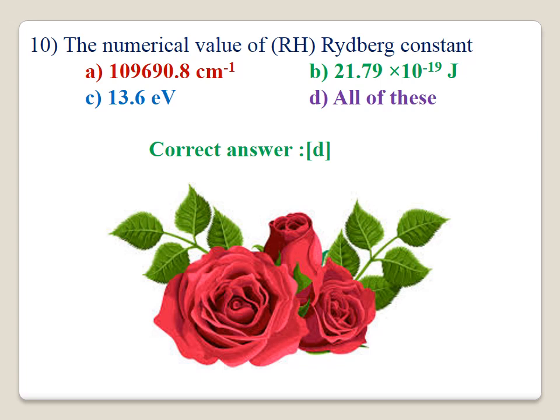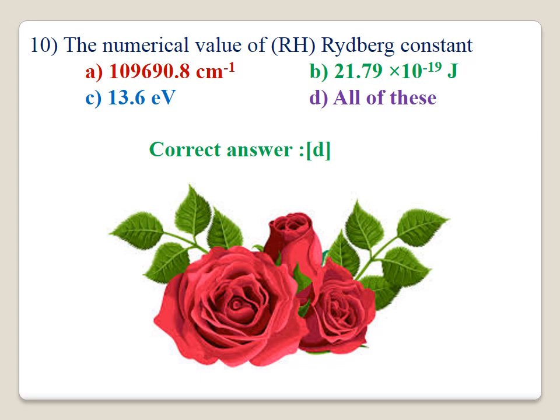The numerical value of the Rydberg constant RH bar: A is given in terms of centimeter power minus 1, B in terms of joules, C in terms of electron volt. All three values are correct. Therefore, option D is the correct answer. The Rydberg constant has three values: one in terms of centimeter power minus 1, one in terms of joules, 21.79 into 10 to the power minus 19 joules, and C 13.6 electron volt.